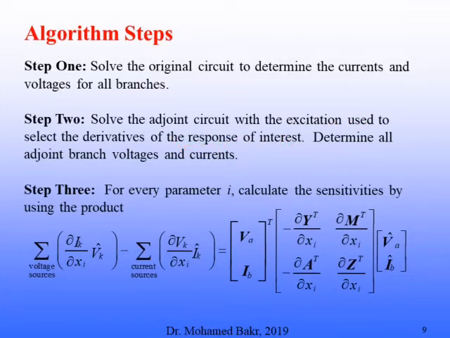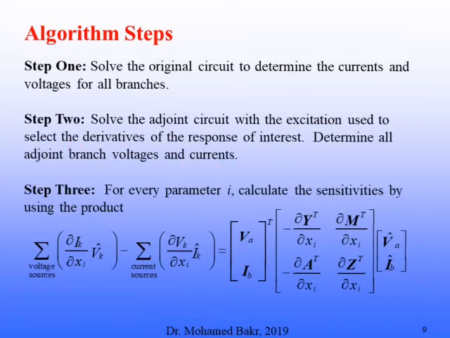So we agreed that I have to go in one of the branches and put a voltage source or a current source in the adjoint circuit, and this will have a value of 1. This is going to select which derivatives you are looking for, the derivatives of a certain current or the derivative of a certain voltage. Now solve the adjoint circuit using this excitation that we've chosen and get the adjoint voltages and currents everywhere.